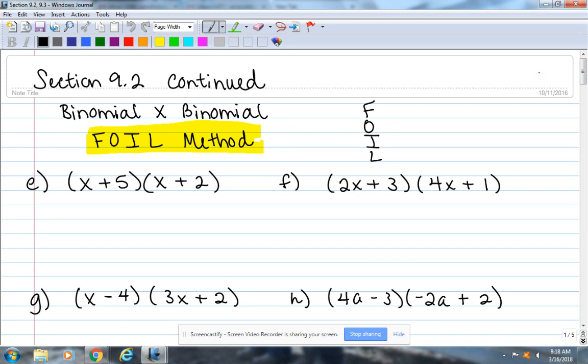So we're going to multiply these, and if we have a binomial times a binomial, the way you remember how to multiply this is something called the FOIL method, like foil, like aluminum foil. And it's really an acronym. Y'all know what an acronym is? When the letters stand for another word. So F stands for the word first. O stands for the word outer.